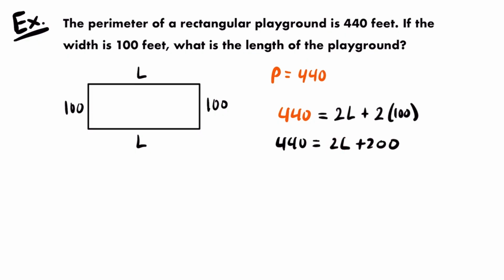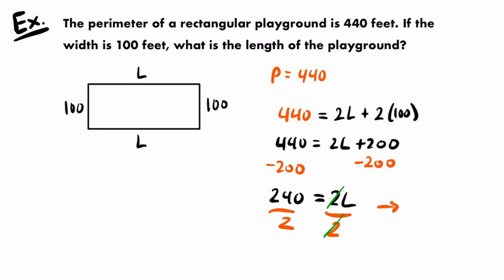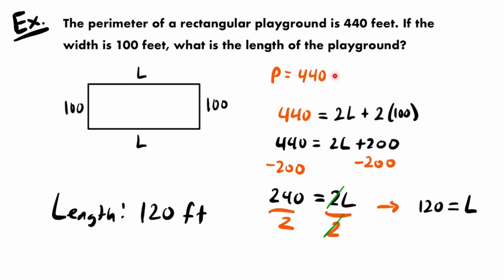And the first thing that we should do to do that is subtract 200 from both sides of the equation. That will get rid of this constant term on this side of the equation. So let's subtract 200 from both sides. 440 minus 200 will leave you with 240, and that will be equal to 2L. And then finally, to solve for L, we just need to divide both sides by 2, the coefficient of that variable term. So if you divide both sides by 2, these 2s will cancel out, and then 240 divided by 2 is 120. So what we get here is 120 is equal to L, so the length of the playground is 120 feet, right? Our given units were in feet, so our final answer should also have units of feet.